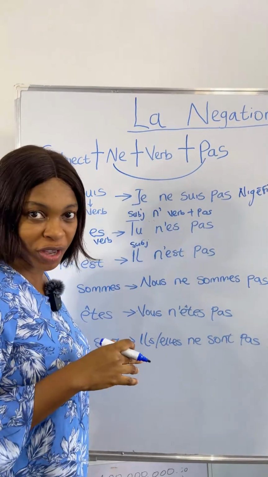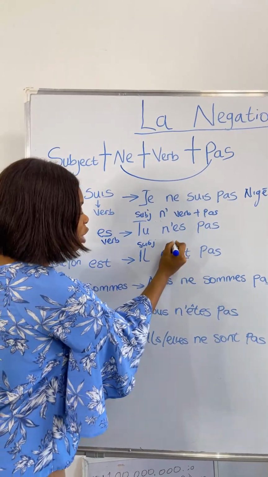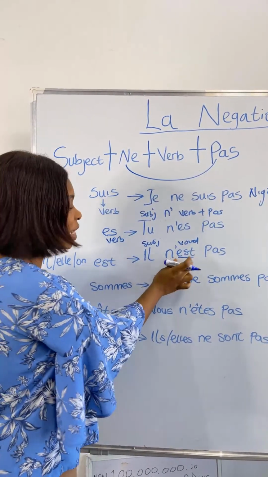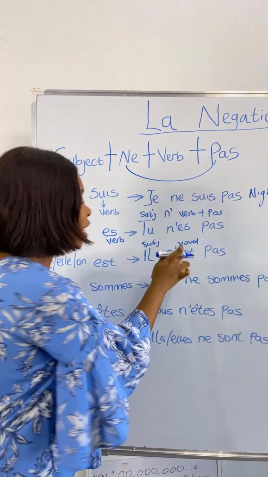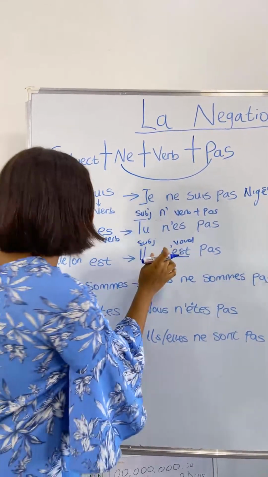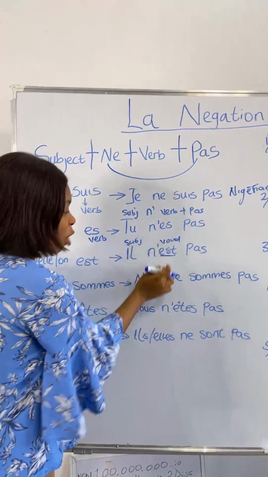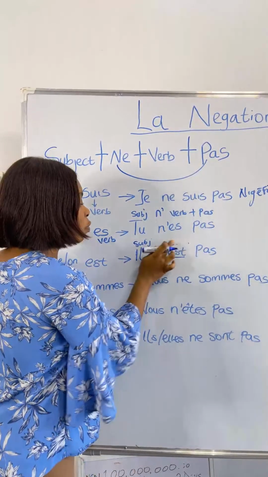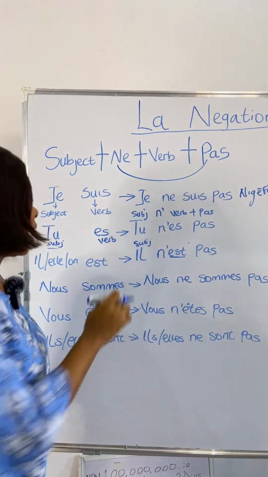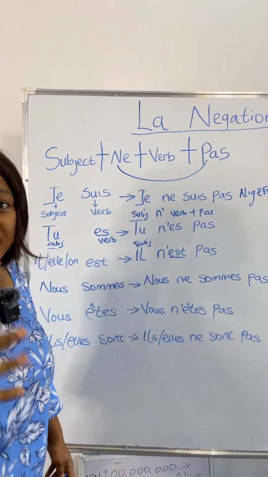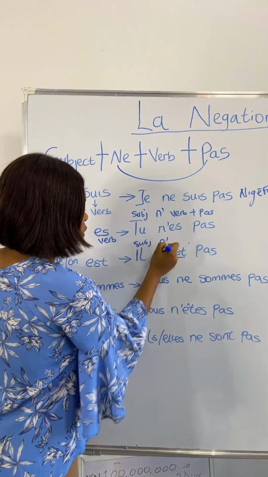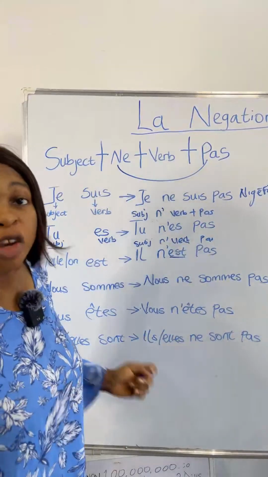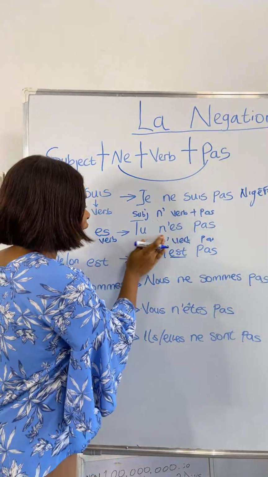Now, why is it an apostrophe again? That's because this verb begins with a vowel. You can see it. The verb begins with a vowel, it's E-S-T. So as it begins with a vowel, that explains why the ne now becomes n apostrophe before the verb. So please take notes. All right? So it now becomes il n'est pas. He is not. So this is it. The n apostrophe plus the verb plus pas. Very simple. Just get the equation and you're good to go.